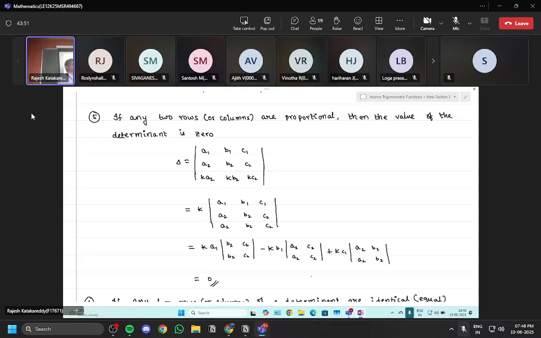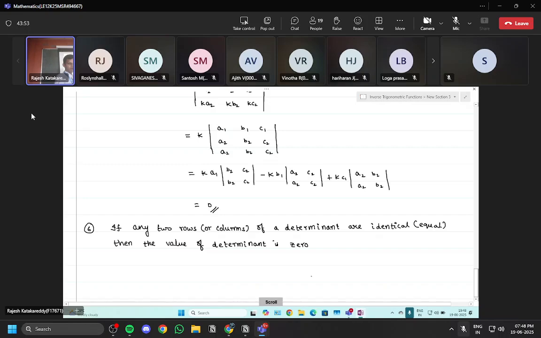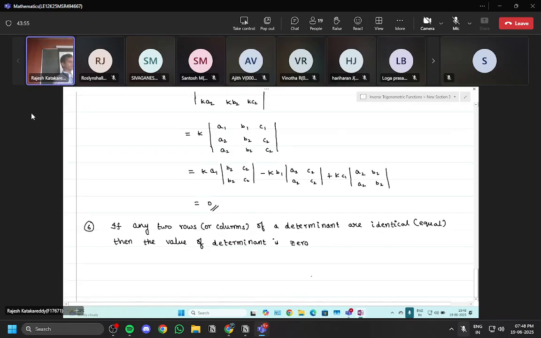In this determinant, row 1 and row 2 are identical. Determinant will be 0. Maybe you multiply k inside if you want. Proportional in that case also 0. Order doesn't matter. In general, I am telling this. Then, any doubt till now? Right? So now the seventh one.